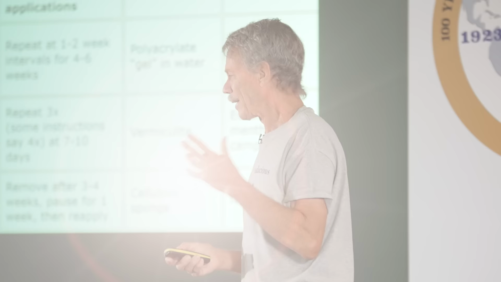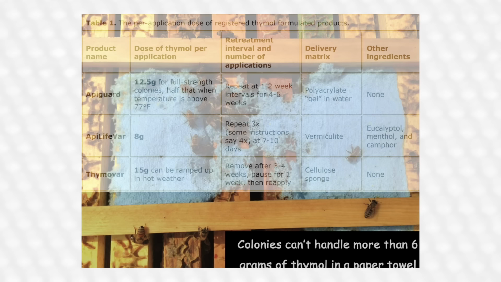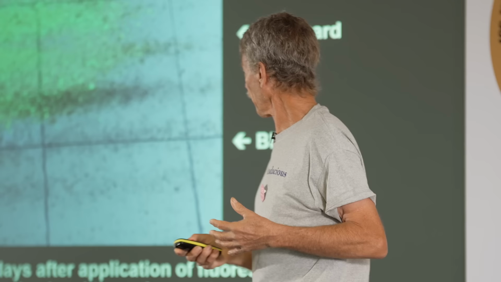Now, all of the registered products for thymol have roughly a 12-gram dose. You put more than 12 grams in, it'll blow the bees out and they'll shut down brood rearing, and you have to repeat the treatment again. When I've tried a 12-gram dose just on a piece of paper towel, in warm weather, that'll blow the bees right out of the hive, okay? You can only put about 6 grams in, so it's all about how quickly the dose is released, that the thymol is allowed to evaporate.